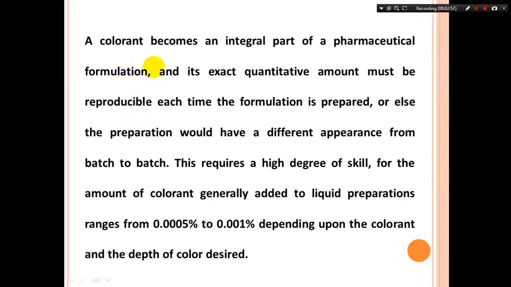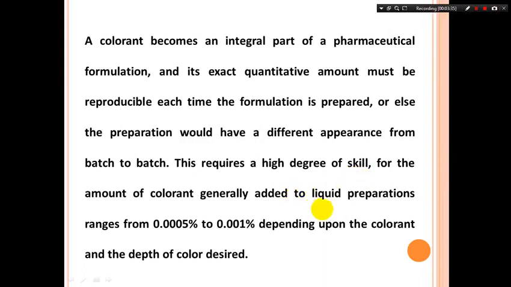We must know the exact quantity or exact amount of the colorant that is used in the formulation in order to prepare a uniform dosage form from batch to batch. If there is a defect in the concentration or the amount used, there will be differences in appearance from batch to batch. This of course requires a high degree of skill.